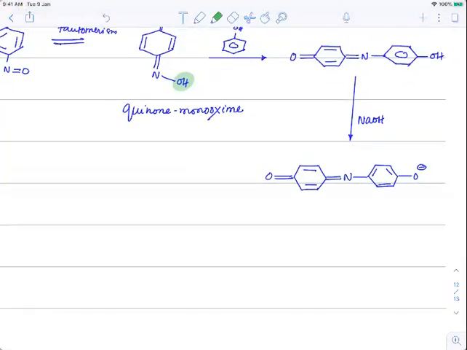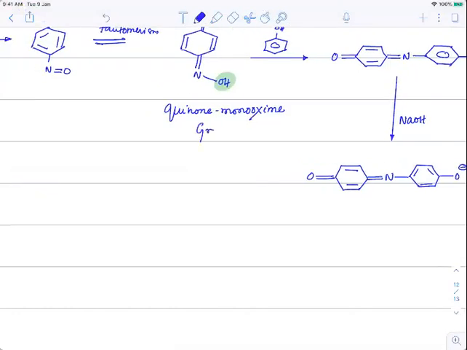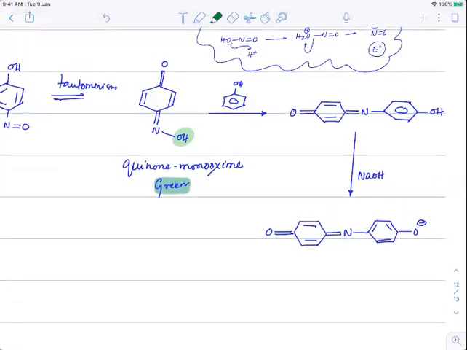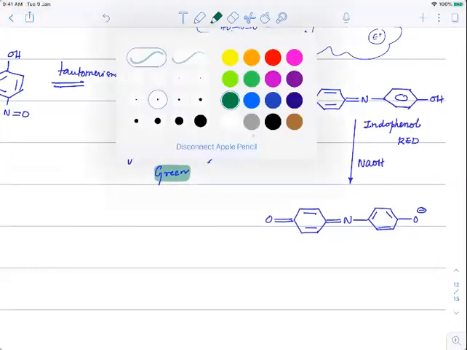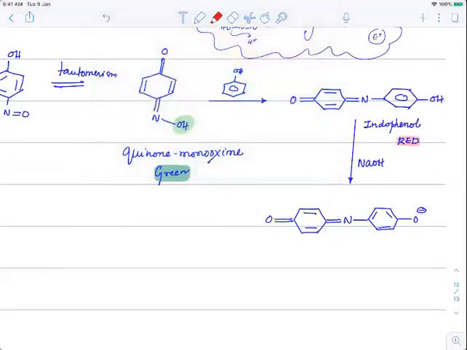Now see the colors. Got it? Now this quinone, every time we have oxime, oximes will be colored, and it has been found that this oxime is actually green color. Next formation is called indophenol, and indophenol is actually red colored. So the indophenol which is formed is red colored.